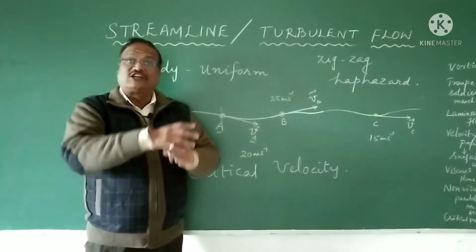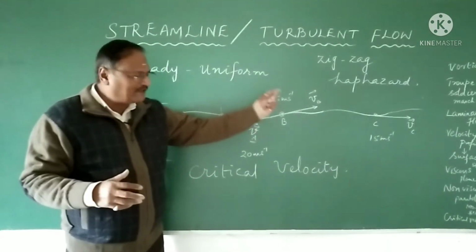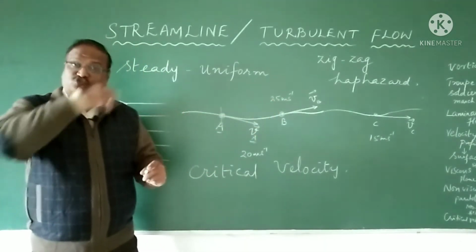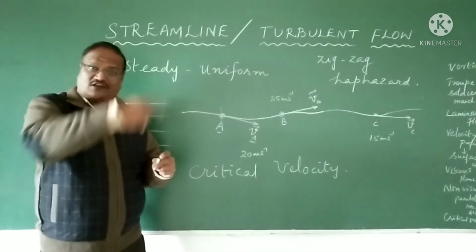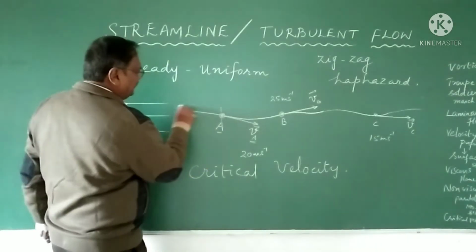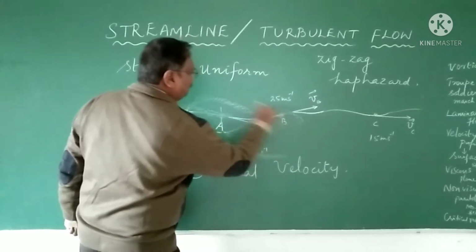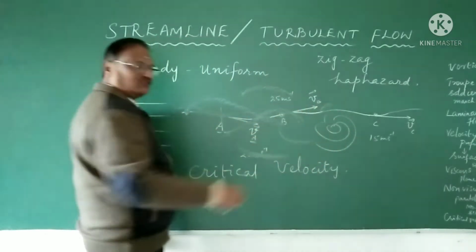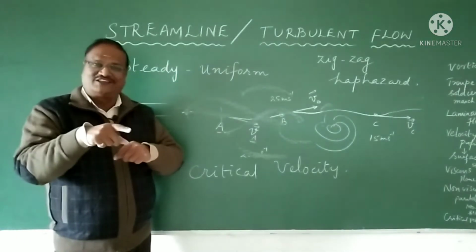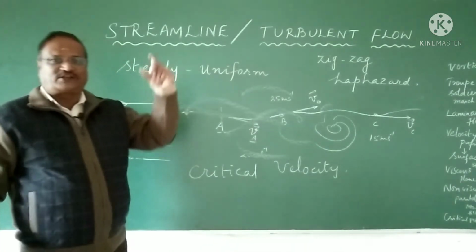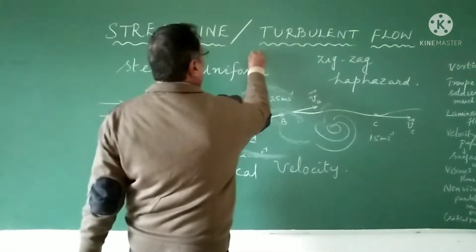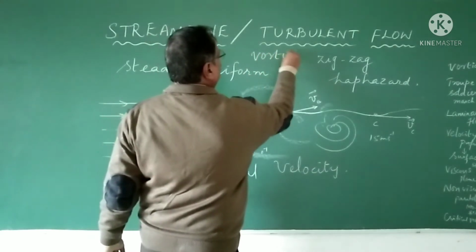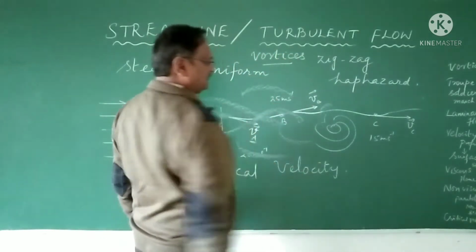And that time, it will be zigzag and haphazard and it will cause swirls, circular motion. See, water is flowing like this, coming in different ways. It will cause swirls like this, circular motion, and that is called vortices. We can call it vortices.